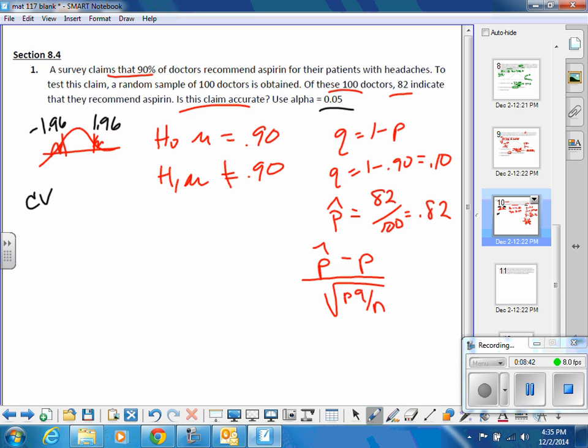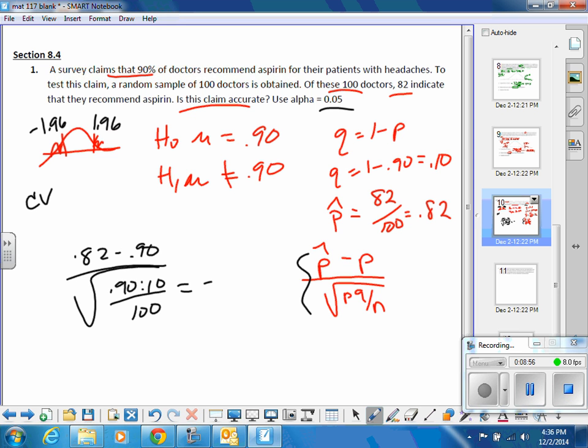Now, I'm going to go ahead and plug all my stuff into there, okay? So in this case, I get 0.82 minus 0.90 all over the big square root of 0.90 times 0.10 divided by 100. Punch that into a calculator, you get negative 2.67, which is way into the danger zone. So we are going to reject. And again, if I had to summarize the results, you would say that there is enough evidence to show that this is different than the survey.